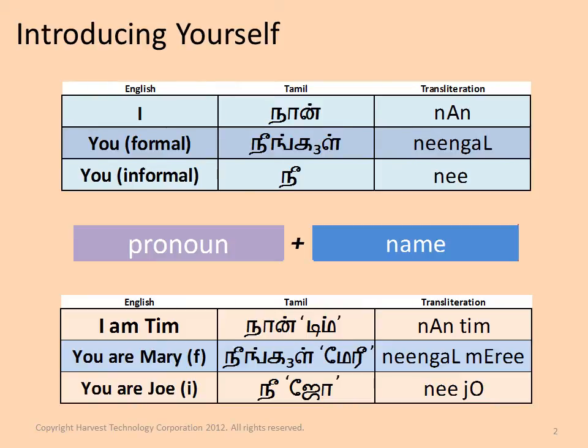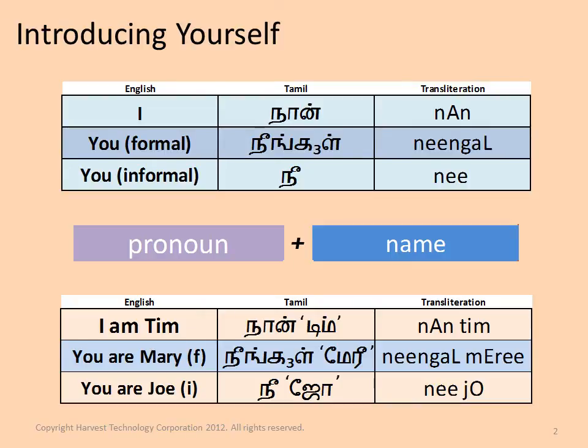So, introducing yourself. We'll go over two of the subject pronouns, I and you. The pronoun for I is nan. You see the Thummer script and then the transliterated script in the chart. Now, Thummer has two forms of saying the word you. There's a formal form and an informal form.